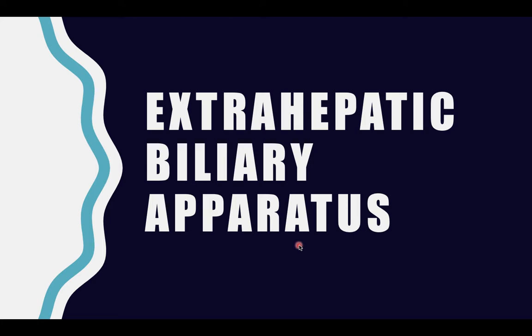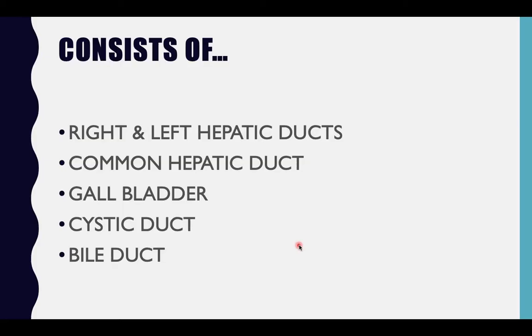The extrahepatic biliary apparatus is formed by these structures: right and left hepatic ducts. These two ducts join to form the common hepatic duct. The common hepatic duct passes downwards for about 3 centimeters and is joined on its right side, at an acute angle, by the cystic duct, which is coming out of the gallbladder. After the cystic duct joins the common hepatic duct, both continue further as the bile duct. So let's see the gallbladder in detail.